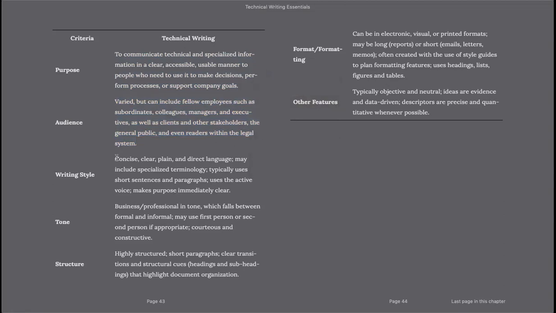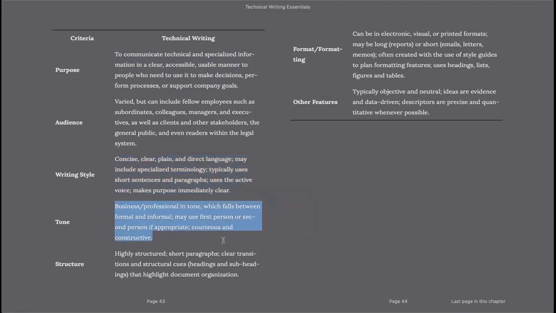It is very important that your writing should be concise, clear, plain, in active voice, and most importantly, direct language. We talked about concise writing not long ago, and it may include specific terminology and jargon that we discuss, and typically using short sentences and paragraphs. The sentences are not going to be long because it's going to be confusing. Technical writing is specifically designed for students to write at universities and higher educational institutes.